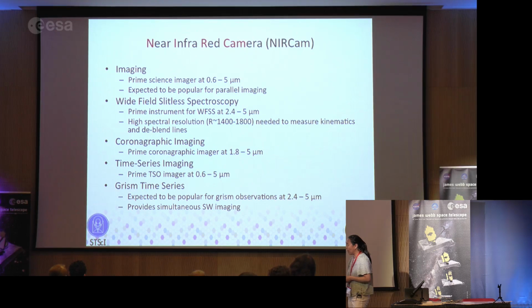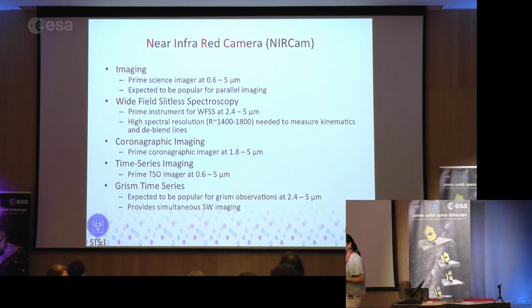NIRCam also has a coronagraph on it. It is the prime coronagraphic imager at 1.8 to 5 microns. It has 2 kinds of occulting masks, spots that come in 3 sizes. The radius of the spot that you select depends on the wavelength that you're observing at. And then it also has wedges as well. The spots are a little bit oversized in the sense that the inner working angle is about 6 lambda over D. The inner working angle for the wedge is a little smaller. It's about 4 lambda over D.